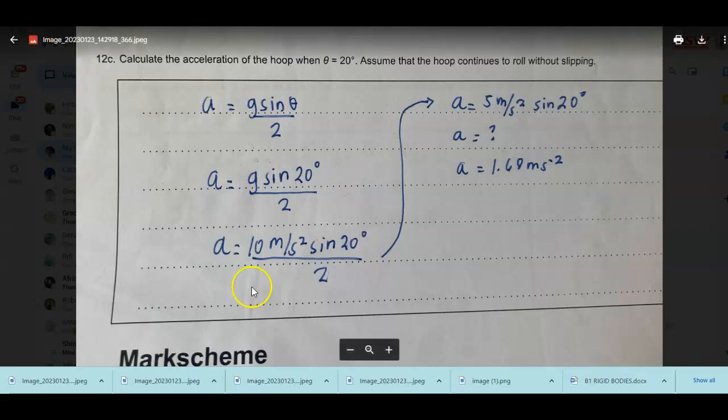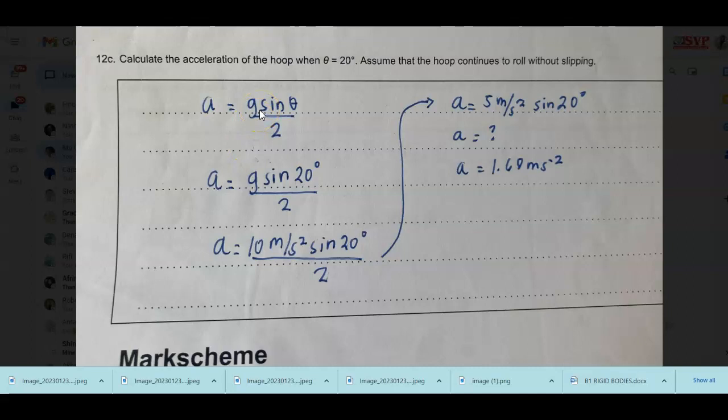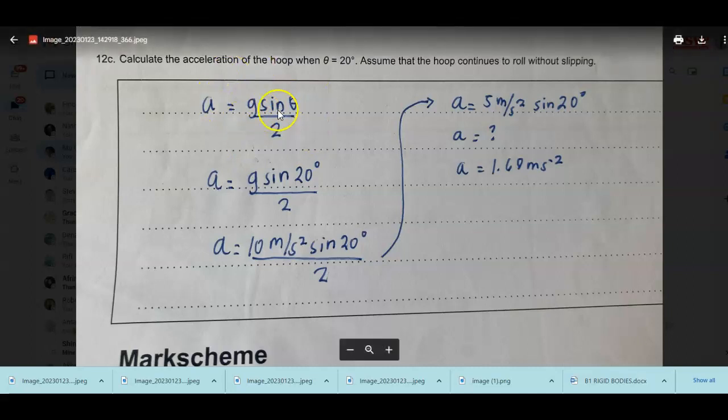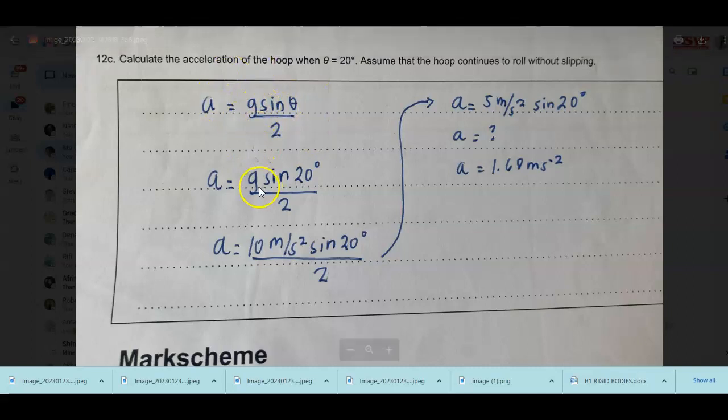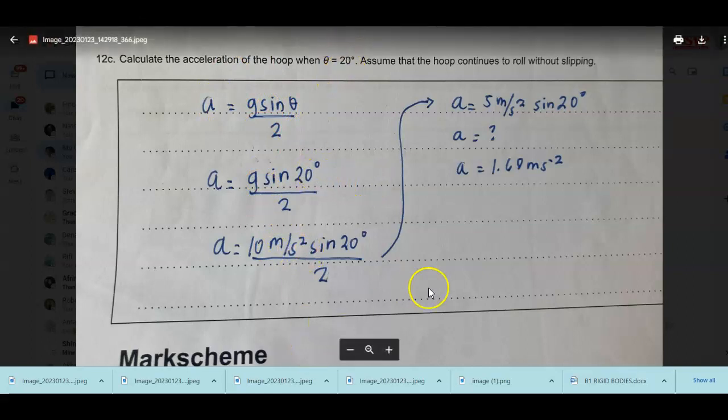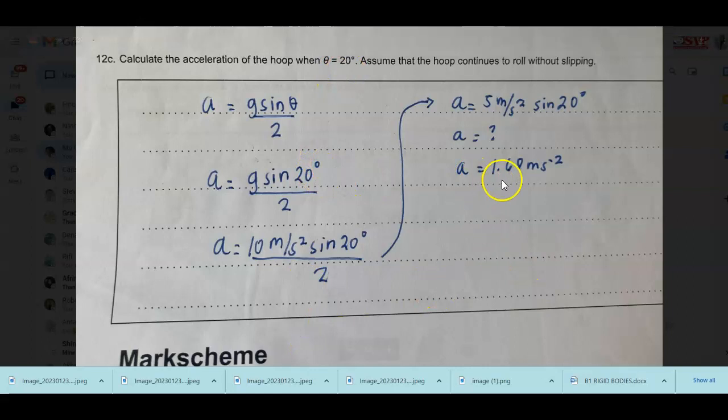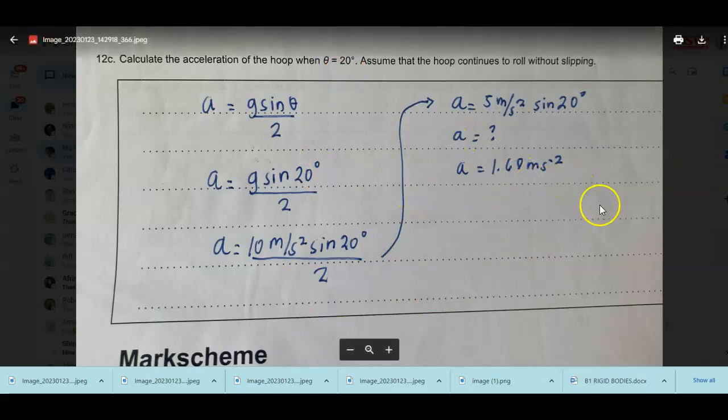Now, since we have already derived a formula for your linear acceleration, we can just use this and input the values. We know that g is 10 meter per second squared. Sine 20 degrees over 2. Finally, this gives us a is equal to 1.68 meter per second squared. Now, this is the acceleration when the theta is 20 degrees.